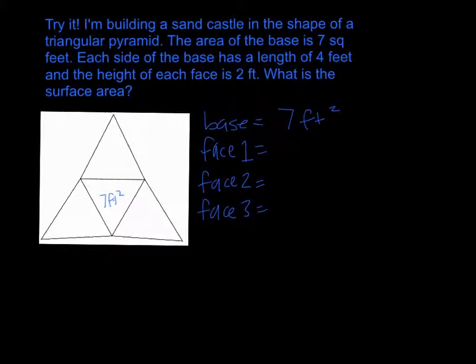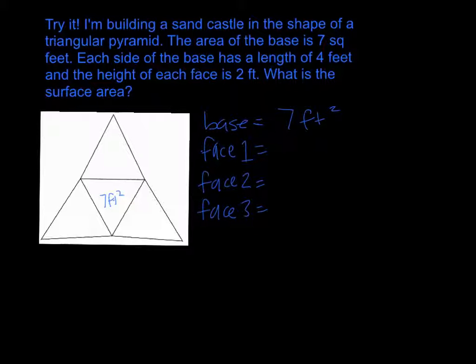Alright, one more problem. In this last problem, I am building a sand castle. It is the shape of a triangular pyramid. The area of the base is 7 square feet. Each side of the base has a length of 4 feet, and the height of each face is 2 feet. What is the surface area? Now, notice you're doing surface area, which includes the base. But notice, in this problem, I already gave you the area of the base. I told you it was 7 square feet, so you already have this information. You just need to find the area of the faces, which will be the same. Go ahead and solve this problem.